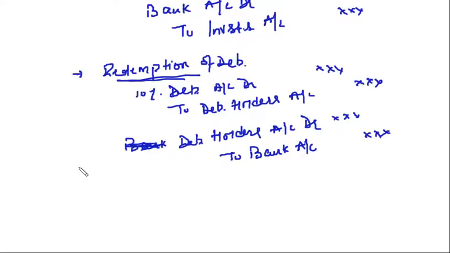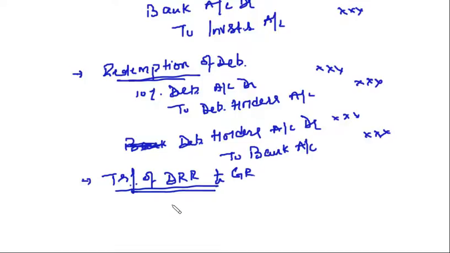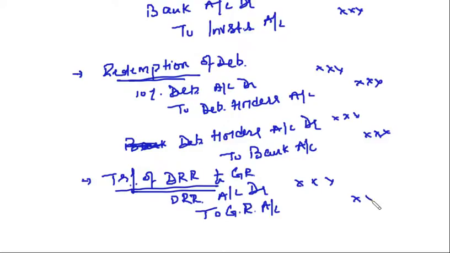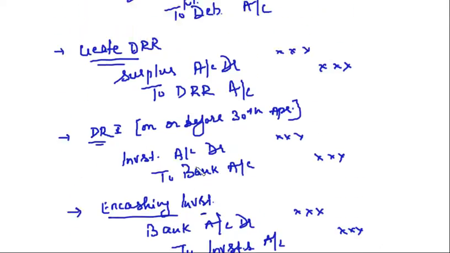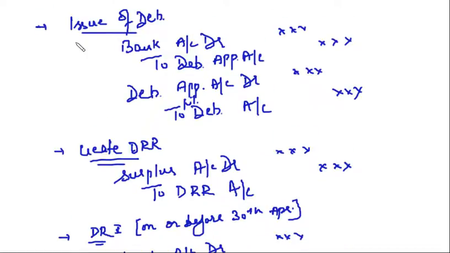Then the final will be transfer of DRR to general reserve. So if you have any balance left in the DRR, that balance will be transferred to general reserve, DRR account debit to general reserve account. Clear? So basically these are the entries that you have to pass at the time of redemption of debentures.